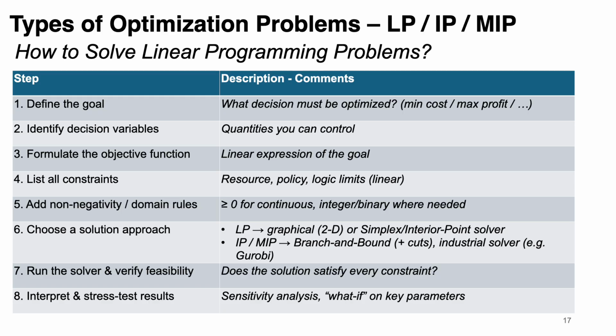In step 5, we add our domain rules, such as non-negativity, meaning your variables must be greater than or equal to 0. Once the model is built, step 6 is choosing your approach. For simple two-variable problems, you can use a graph, but for anything larger, we use solvers like Gurobi, which utilize the simplex or interior point methods. Finally, in steps 7 and 8, you run the solver, verify that the solution is feasible, and perform stress tests or sensitivity analysis to see how the result changes if your input data shifts. This ensures your solution isn't just mathematically correct, but practically useful.